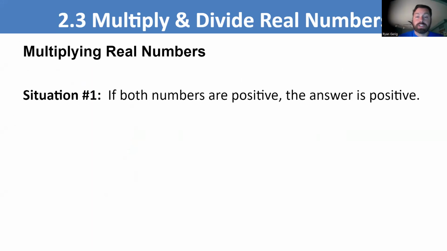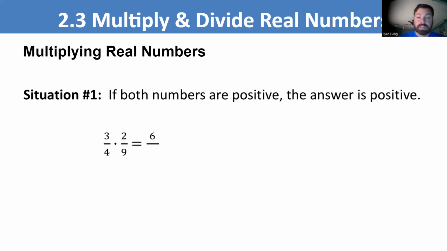So just like with addition and subtraction in the last lesson, multiplying and dividing have different situations. In situation number 1, and again, we're going to focus on multiplying first, both numbers are positive. If both numbers are positive, the answer is going to be positive. We're going to start again with fractions. So 3/4 times 2/9. In addition, we had to have common denominators. The good news is with multiplying, we don't.